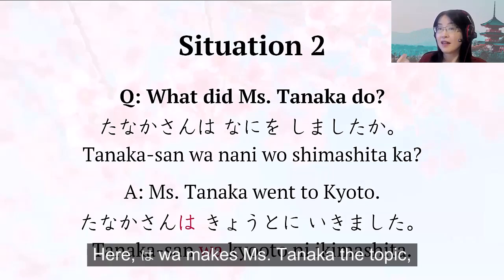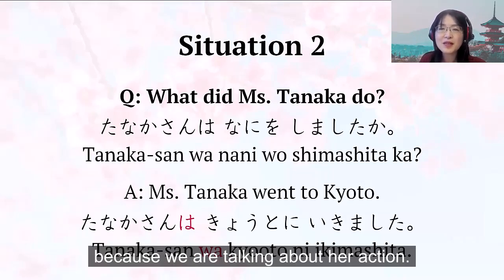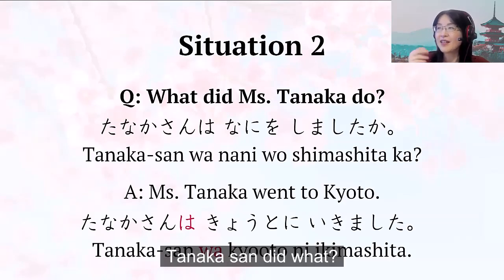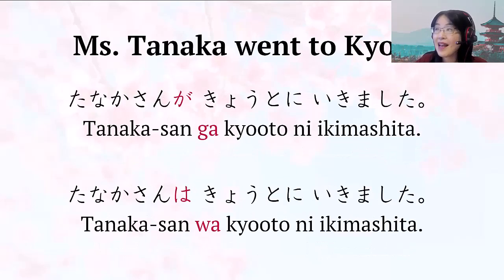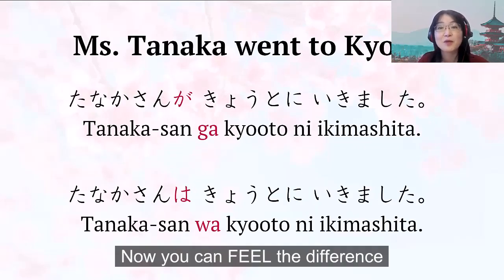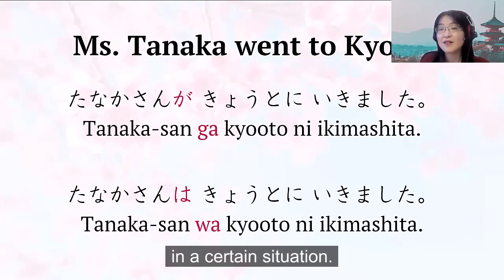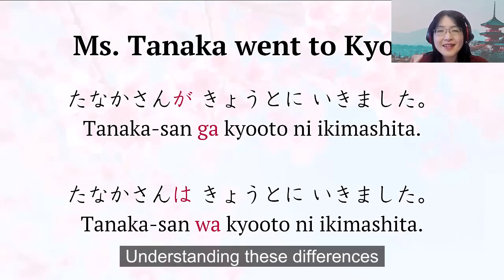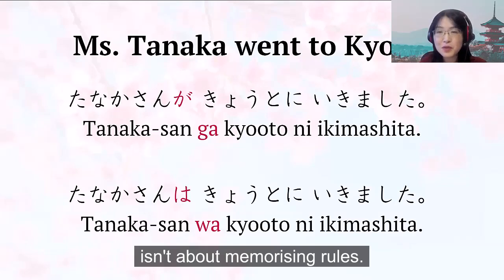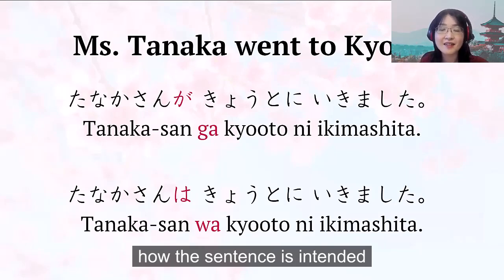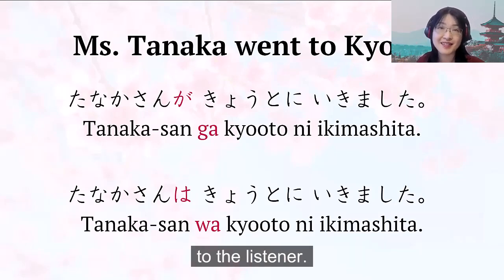Here, what makes Miss Tanaka the topic? Because we are talking about her action. Okay, so we are just focusing on Tanaka-san. So, Tanaka-san did what? Okay, so that's why wa is used. Now you can feel the difference between wa and ga. It depends on the context, what we are talking about, and what the speaker wants to express in a certain situation. Understanding these differences isn't about memorizing rules. It's about sensing how the sentence is intended to communicate something to the listener.